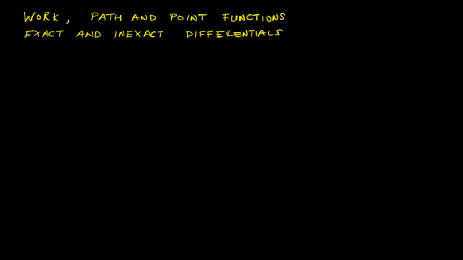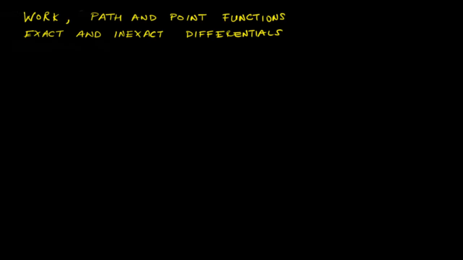In this lecture, we'll continue our discussion on work, and in particular, we'll look at path and point functions and exact and inexact differentials. We have seen in the previous lecture that work done during a quasi-equilibrium process depends upon the path followed by the system in going from one state to the other.